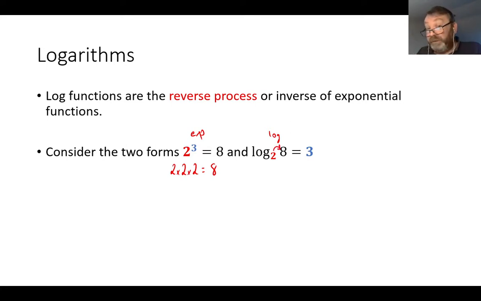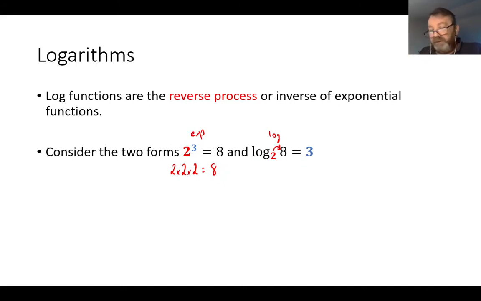So you take the two numbers that are side by side. How many times do I multiply 2 by itself to get 8? Now we've got the answer over here already. If you multiply 2 by itself 3 times, you get 8. So therefore the answer to this logarithm is 3.